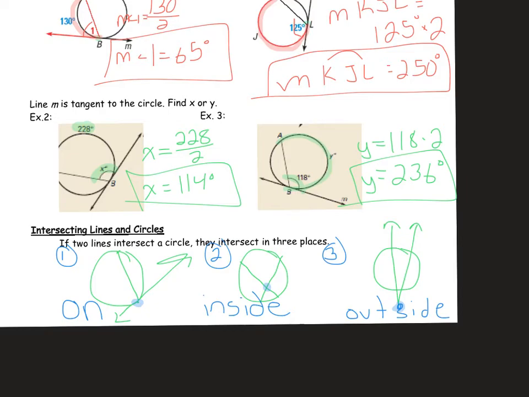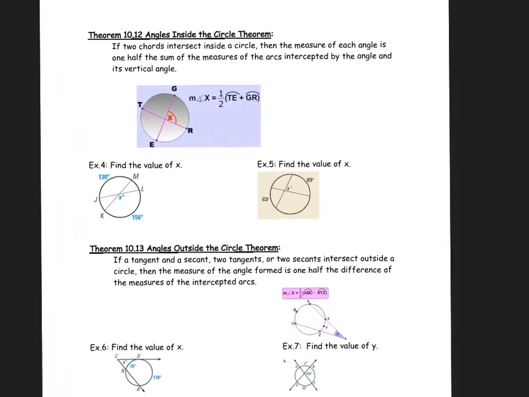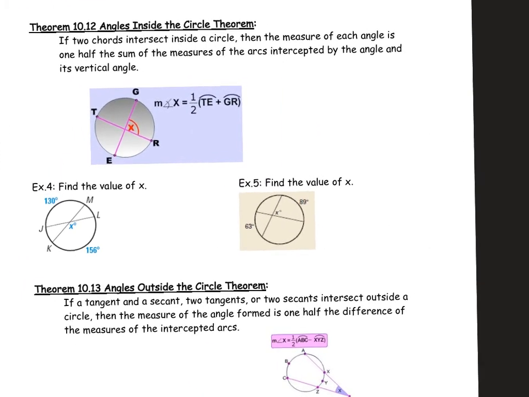Moving along to the other 2 situations. Okay, so in this one, let me zoom in a little bit so we can see it better. If 2 chords intersect inside the circle, so this is what I promised we would talk about next, the measure of the angle is 1/2 the sum of the measures of the arcs intercepted by the angle and its vertical angle. That sounds like a lot of words to me.